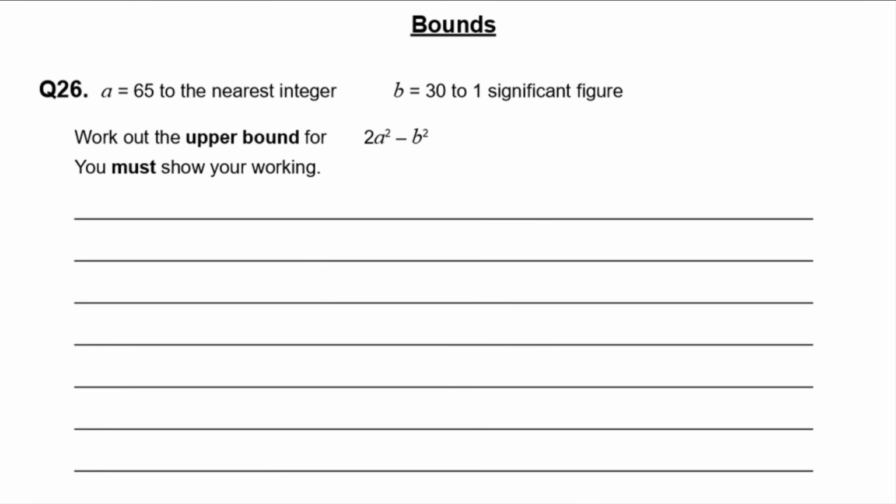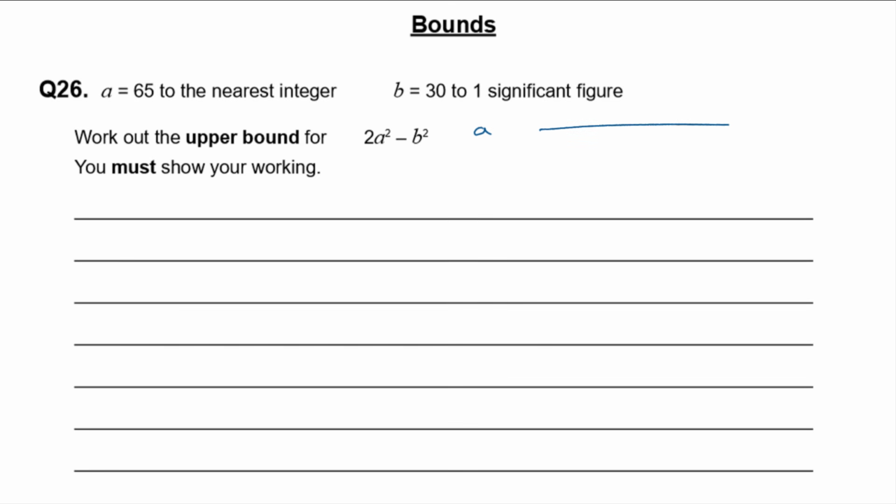Next up, we've got error bounds. So question 26: A is 65 to the nearest integer and B is 30 to one significant figure. Work out the upper bound of 2a squared minus b squared. Okay, so we need the bounds for A and B first. So let's have a think about A.